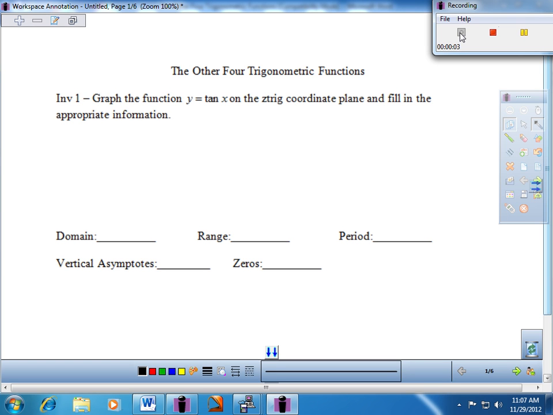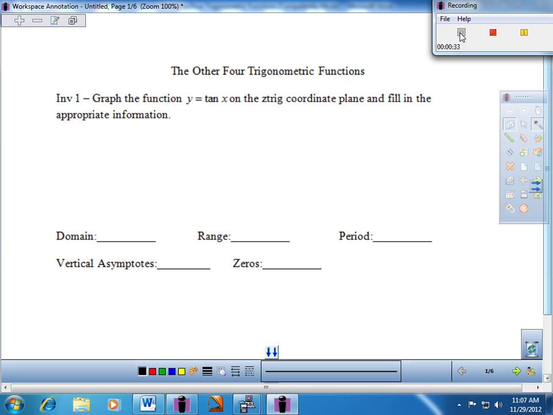Welcome. Today we're going to be looking at the notes worksheet entitled The Other Four Trigonometric Functions. Up to this point we've spent several days working on the graphs of sine and cosine and a bunch of applications with them. So what we're going to do now is take a look at the behavior, the graphs, and the characteristics of the other four trigonometric functions: tangent, cotangent, cosecant, and secant. We'll look at some of those characteristics and do a couple applications along the way as well.